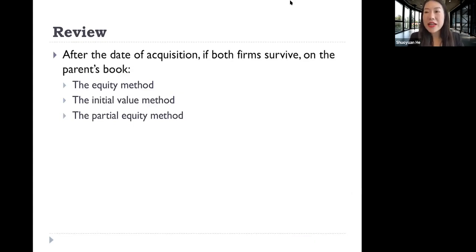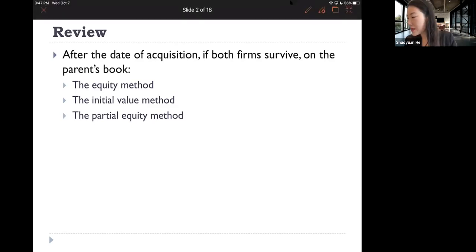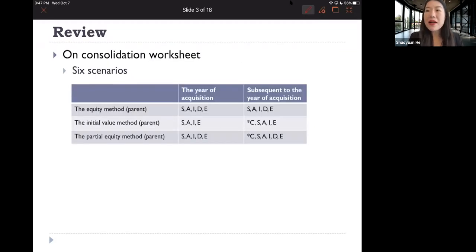So subsequent to the date of acquisition, if both firms survive, the parent can choose any one of three methods. Those three methods are the equity method, the initial value method, and the partial equity method. Depending on which method the parent chooses, and on whether it is in the year of acquisition or subsequent to it, the consolidation process differs a little bit. They are in general very similar, but they also differ in some very subtle specific ways.